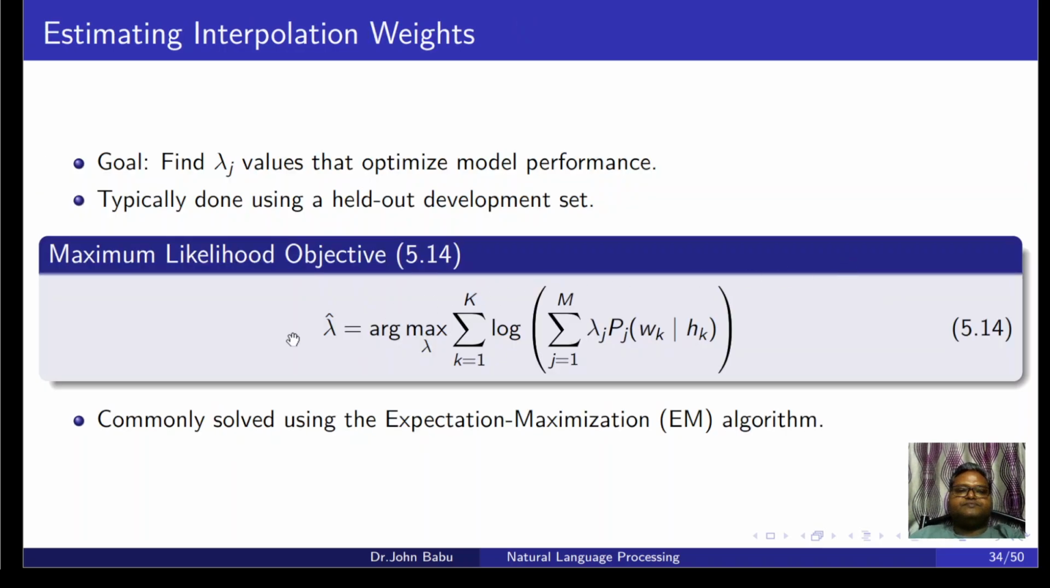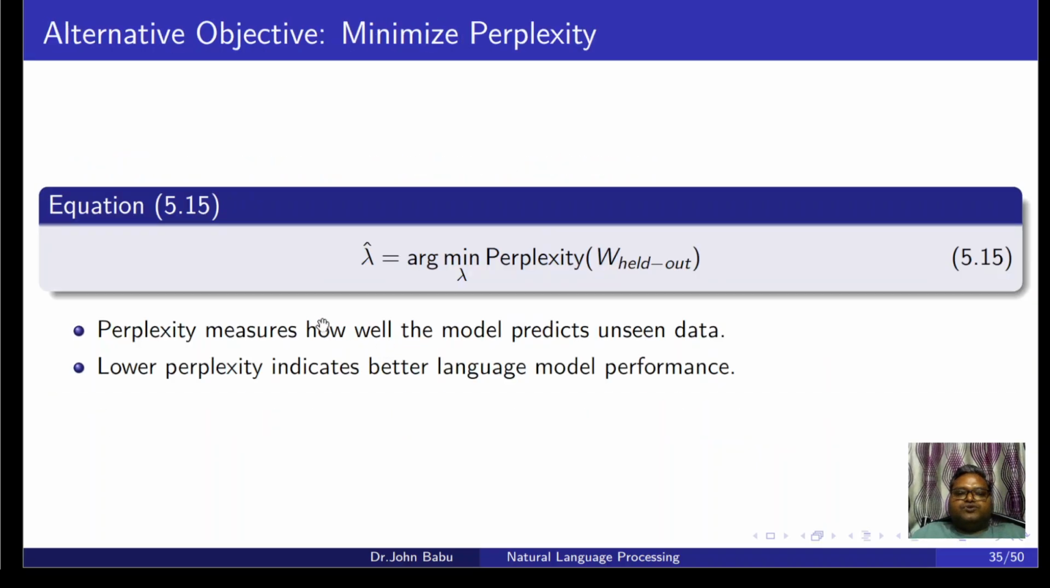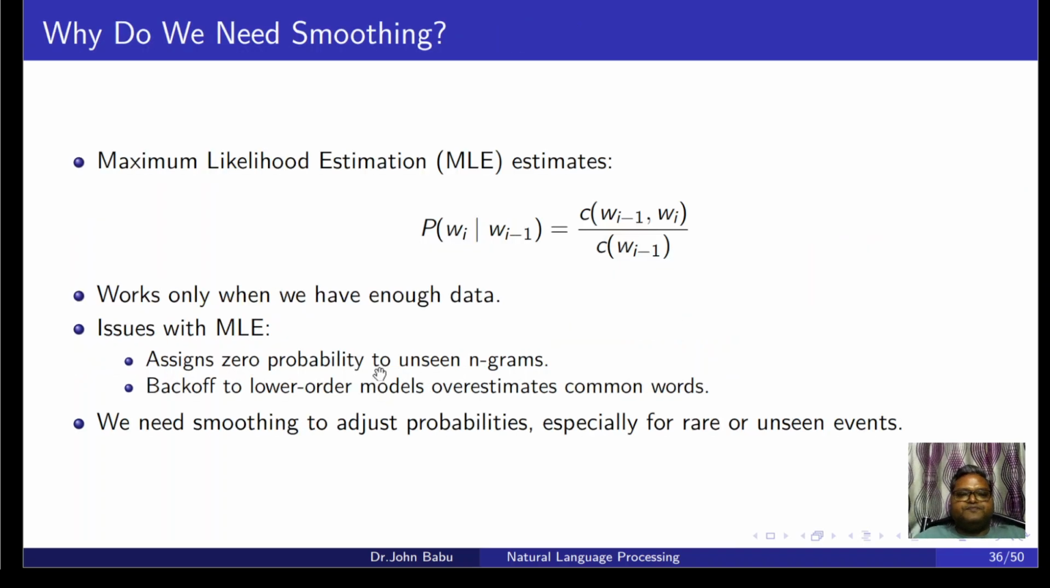To calculate lambda, we can use the expectation maximization algorithm, and that lambda is the factor that returns the maximum performance. Otherwise, you can say that the lambda value is the value at which the given model perplexity is very, very low. In the last classes we have seen that the lower the perplexity, the higher the performance.